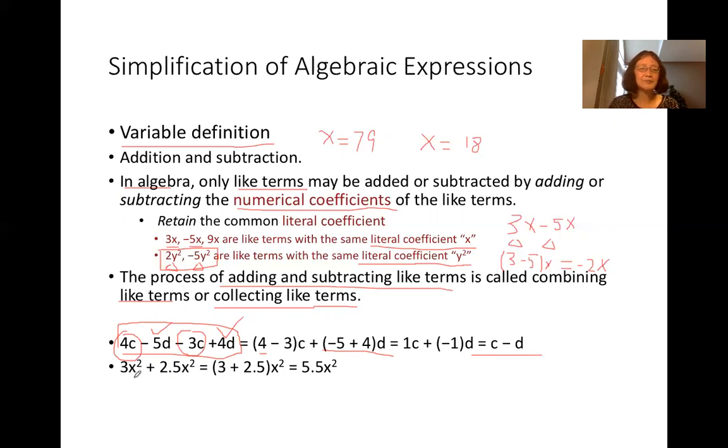So next example, 3x squared plus 2.5x squared. Okay. Literal coefficient is x squared. Numerical coefficient is 3 and 2.5 respectively. You only add numerical coefficients and you copy down the literal coefficient x squared, and the result is 5.5x squared.